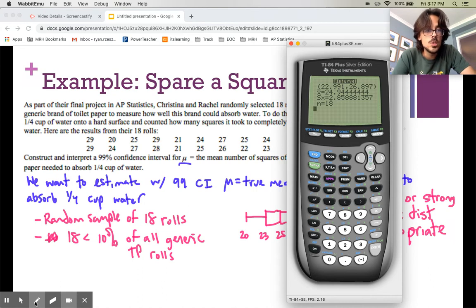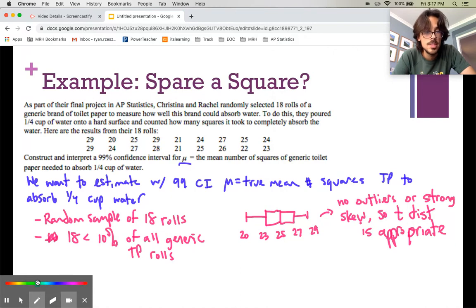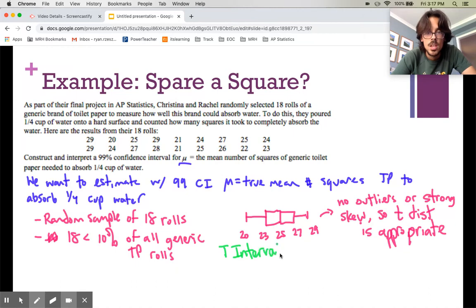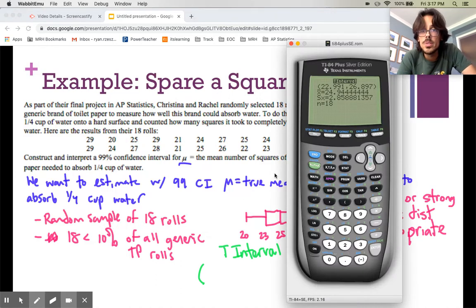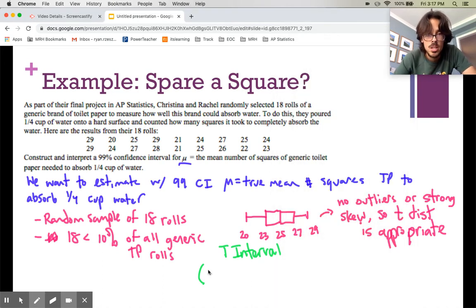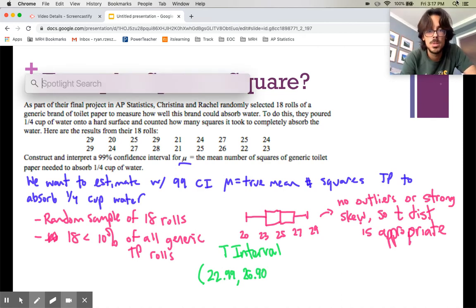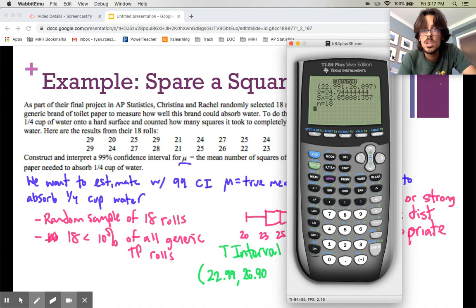The things that you need to report when you use the calculator, you need to make sure you name the test. The test, or the interval style, is called a t interval. You need to give the actual interval. So 22.99 to 26.90. Is that what I said? Yeah, 26.90. You do not have to include the X bar and the S.